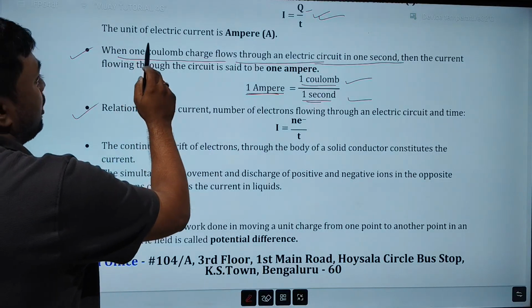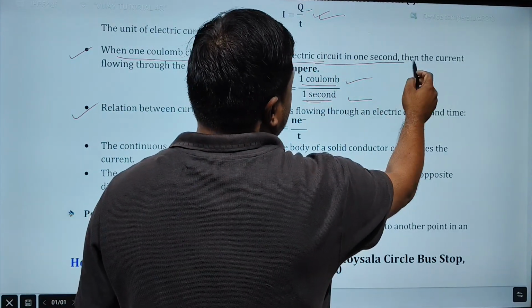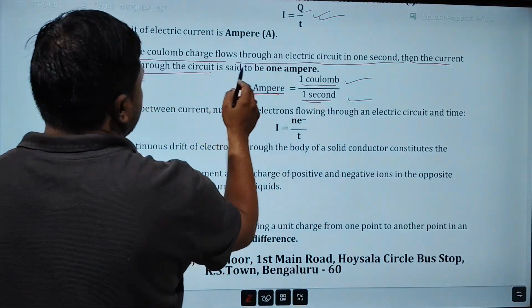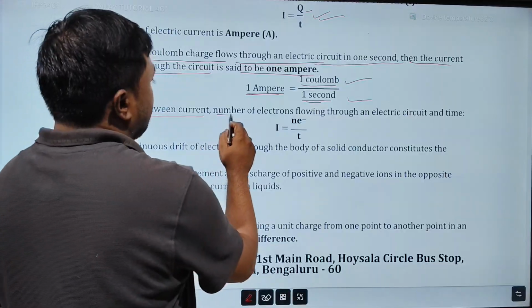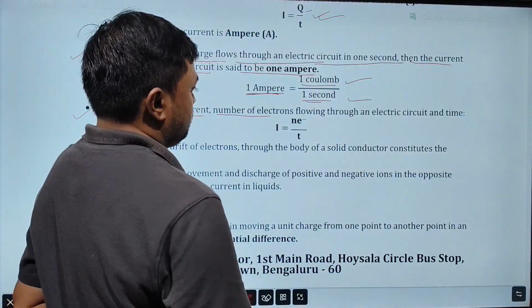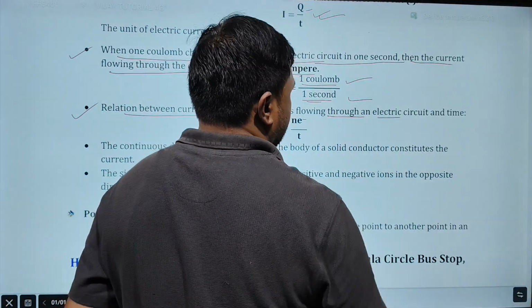So you can see once again, when 1 coulomb of charge flows through the electric circuit in 1 second, then the current flowing through the circuit is said to be 1 ampere. What is the relationship between the current and the number of electrons flowing through an electric circuit?